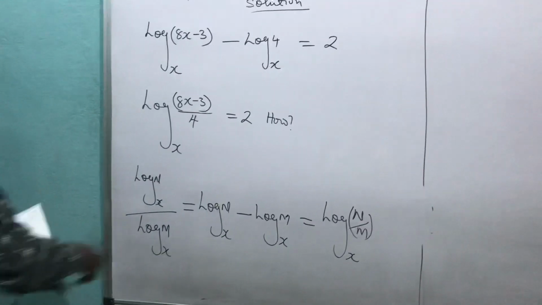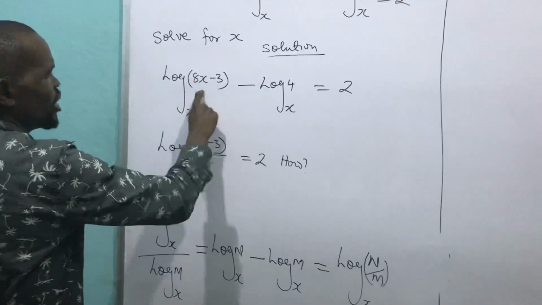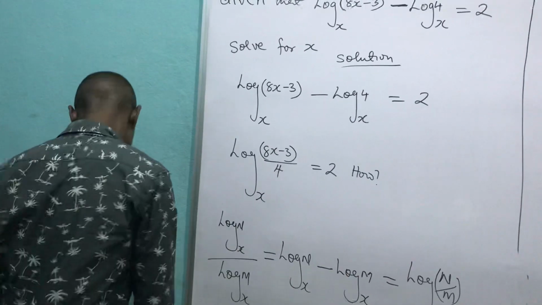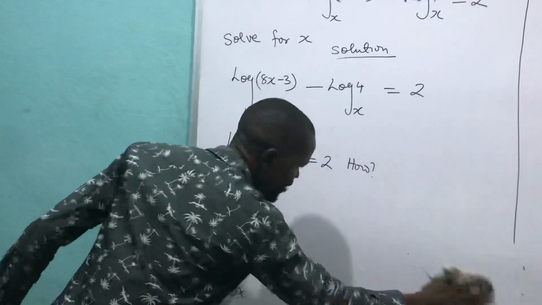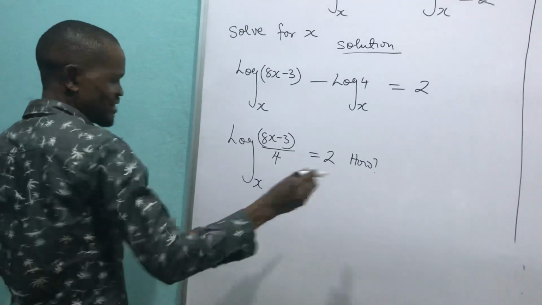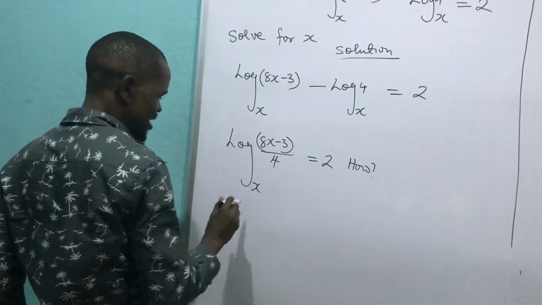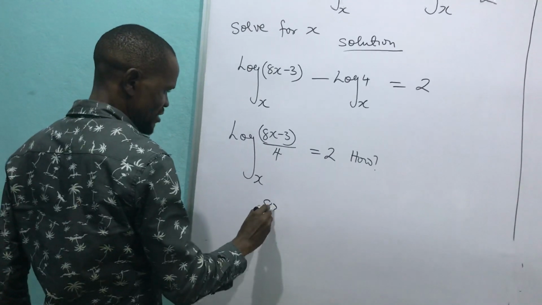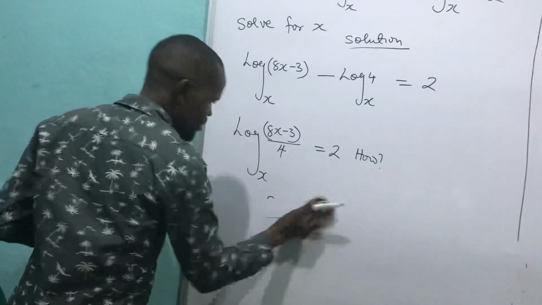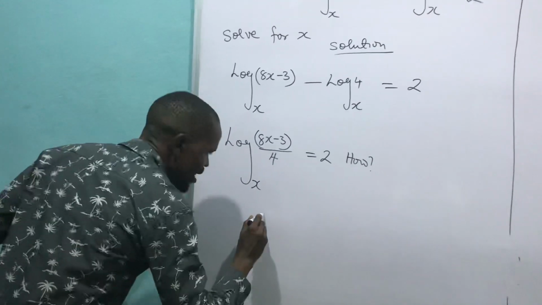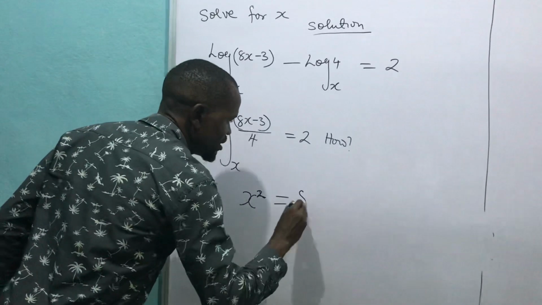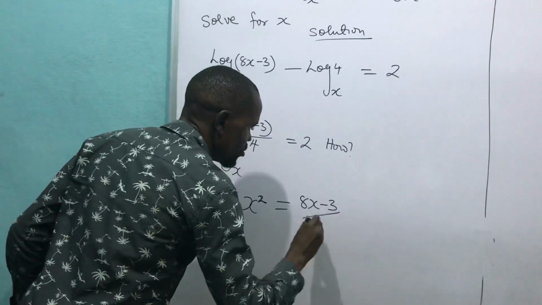That's what I'm trying to do here: subtraction in logarithm is division. That's what I mean. Subtraction in logarithm is what? Division. So since you have gotten it right, let's move ahead. That's how it has come about. What I have here is log of (8x minus 3) divided by 4. Let me put it the way you understand it properly. I have x raised to the power 2 is equal to (8x minus 3) all over 4.